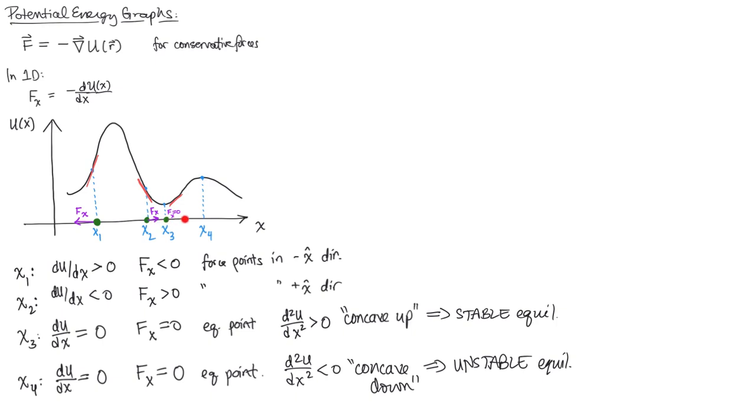This is very much like a mass on a spring. So that's what we call a stable equilibrium. If you nudge the particle away from equilibrium, the particle will tend to return to equilibrium. Maybe it oscillates about equilibrium.